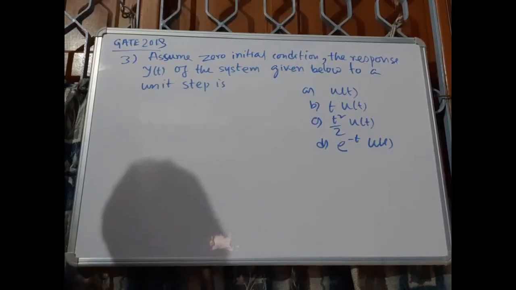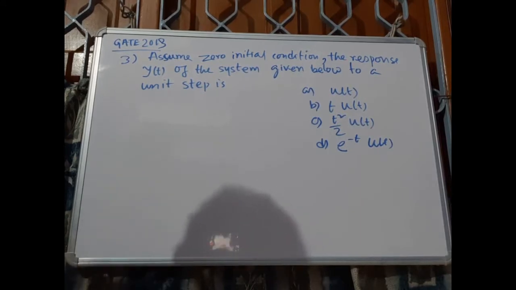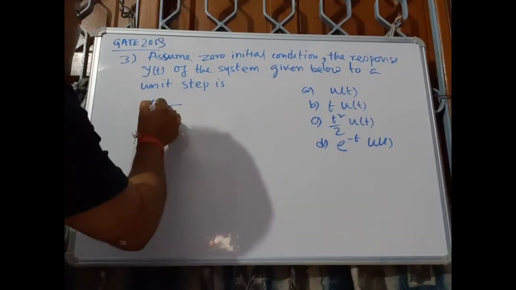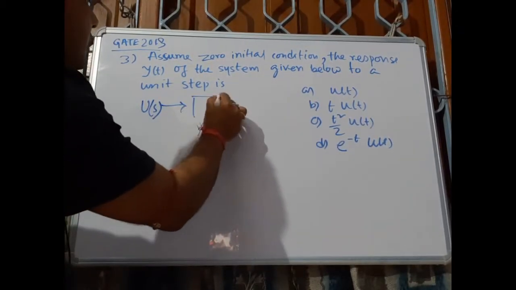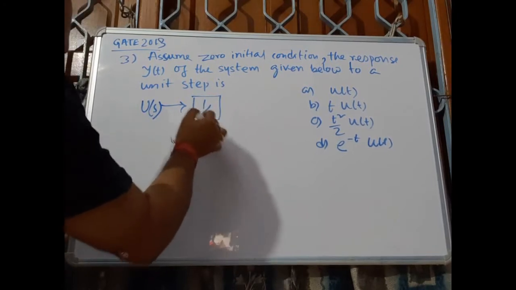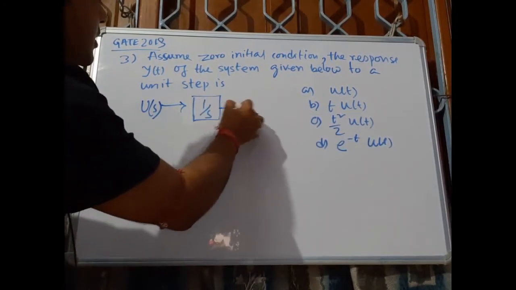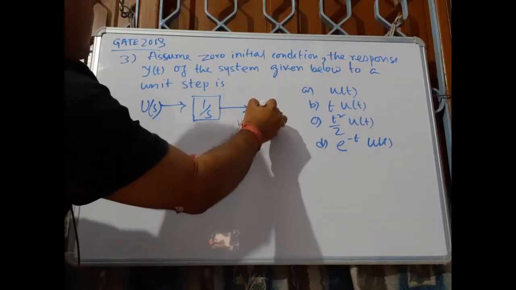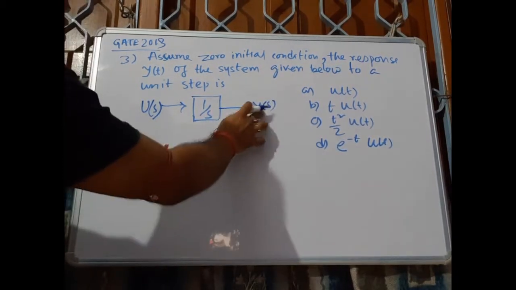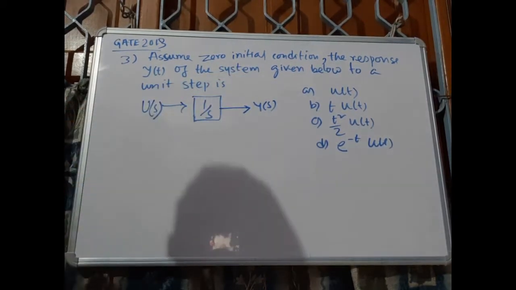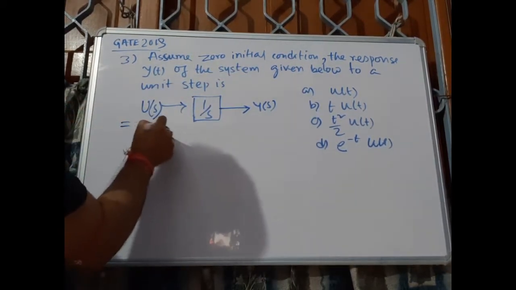This is problem number 3 of GATE 2013. Assume zero initial condition, the response y(t) of the system given below. This is a system, U(s) is the input and the impulse response is 1 by s, and we have output Y(s). Now this is the system given below to a unit step function.